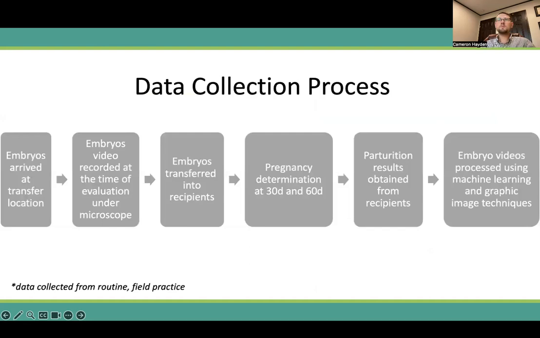This schematic of data collection process starts on the left. The embryo data in this study were collected from routine field practice. These embryos were made in a commercial IVF laboratory and shipped to transfer locations. Embryos were video recorded for 30 seconds with a View 4K camera attached to a microscope. Then, embryos were transferred into recipients, and pregnancy was determined by transrectal ultrasonography at day 30 and day 60. Parturition records were recorded on recipients that achieved a pregnancy through full term, and then embryo videos were processed using graphic image processing techniques.